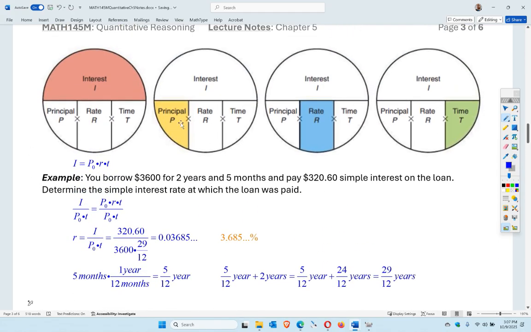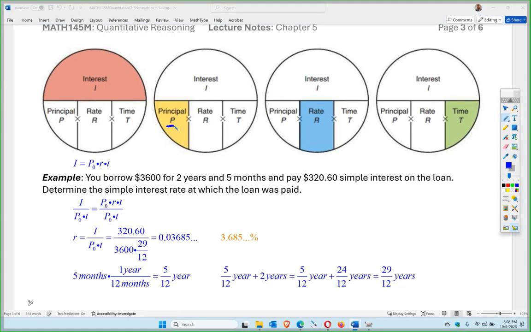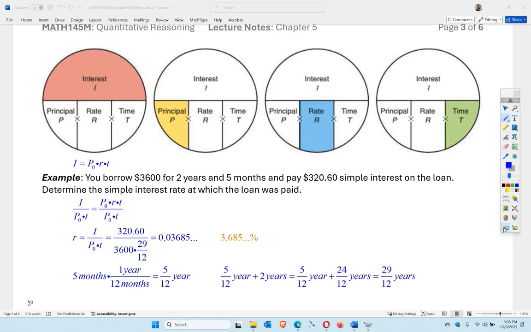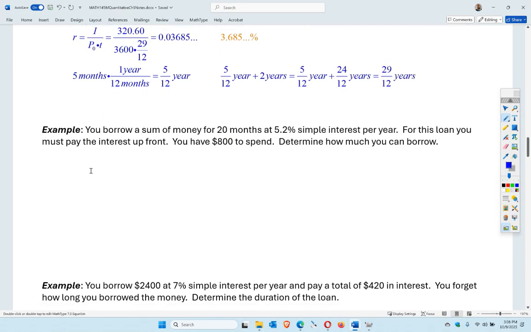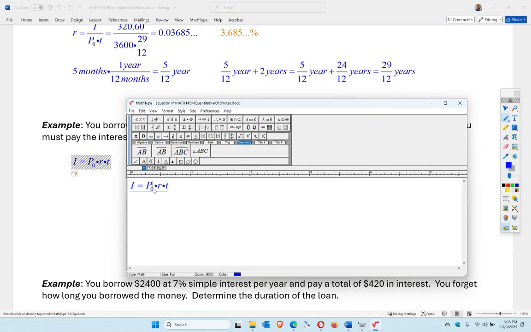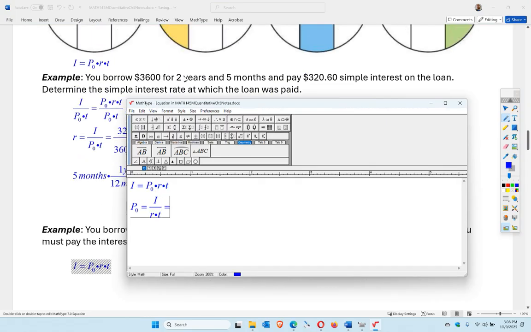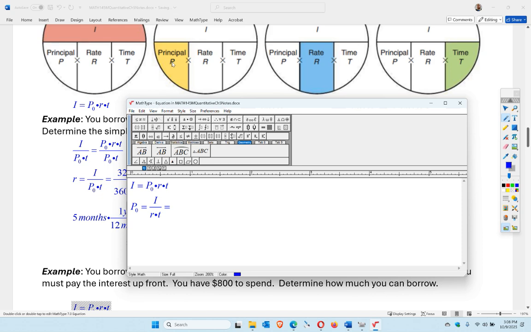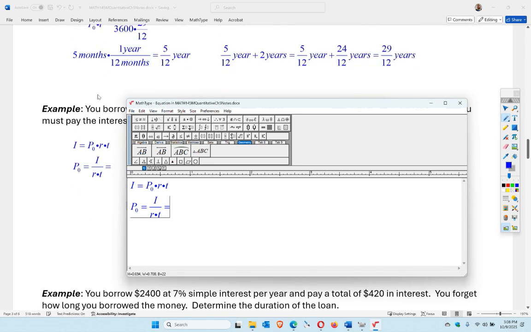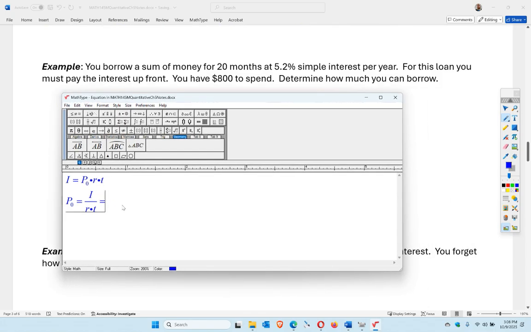So if I look up here, principal equals interest over R times T, right? So we're using this one here. We want the principal. So it's interest over R times T, right? That's the ratio. Okay. So we'll take this here and put this here. So P equals the I over the RT, correct? Which if you now match it up, P equals I over RT, right? We're using the circle here.